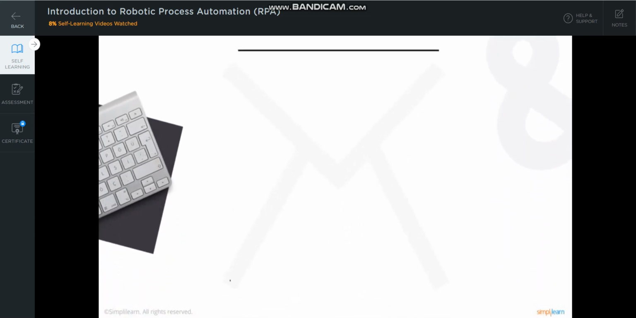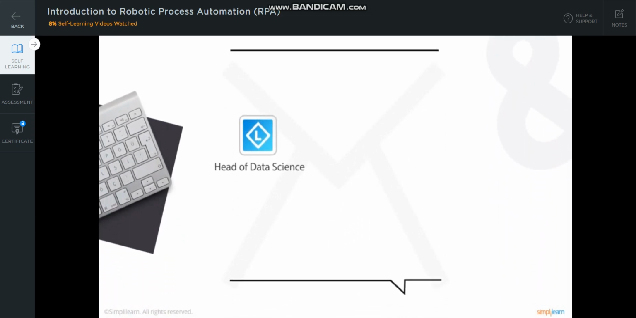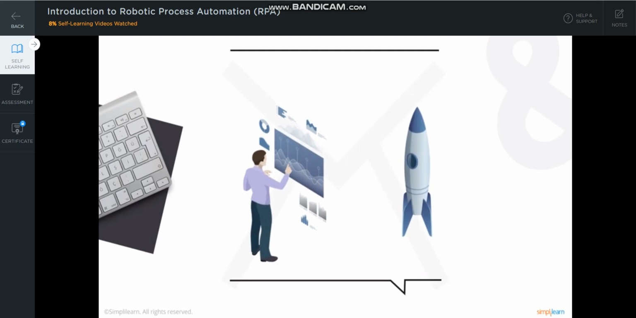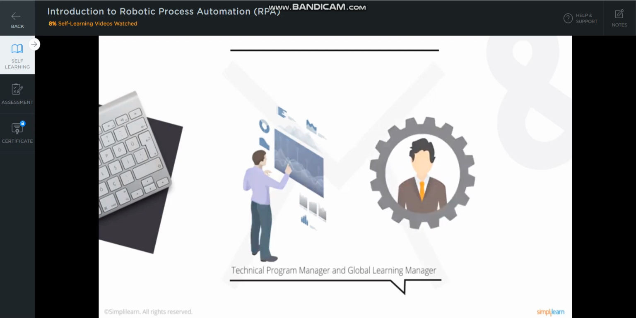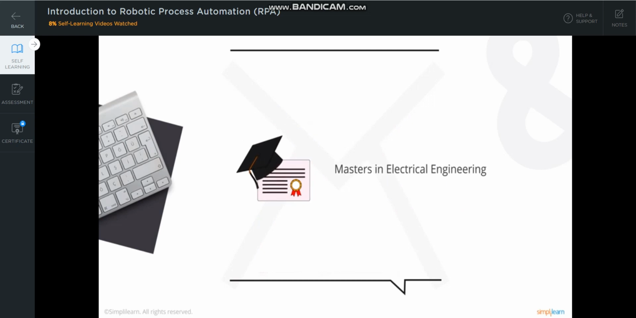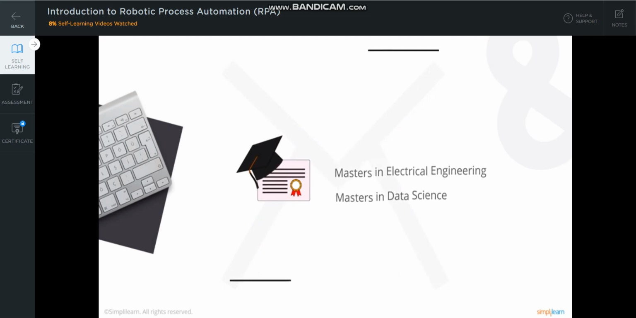To give you a quick introduction about myself, I'm the head of data science at Literati, the head of research at ++, and a global instructor here at Simplilearn. Previously, I was part of a tech startup for 10 years, helping it grow from 10 to 2,000 employees worldwide. My role there was technical program manager and global learning manager. I have a master's in electrical engineering and a master's in data science.